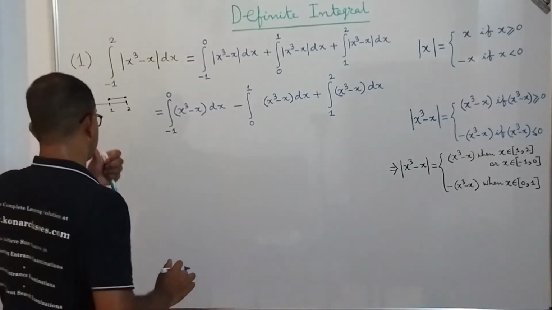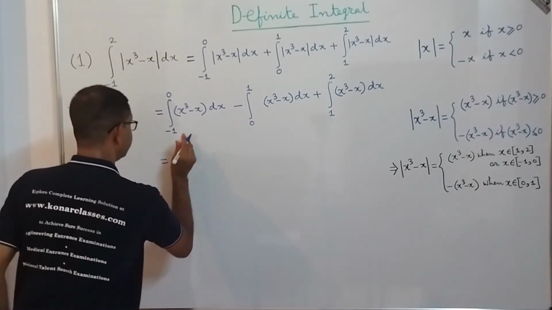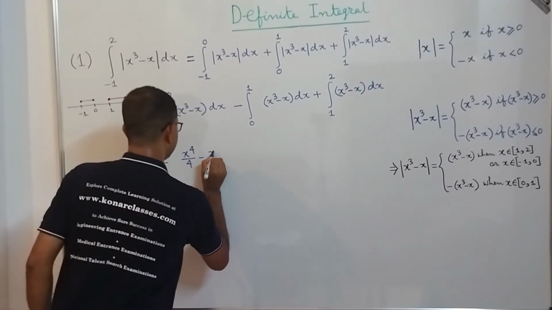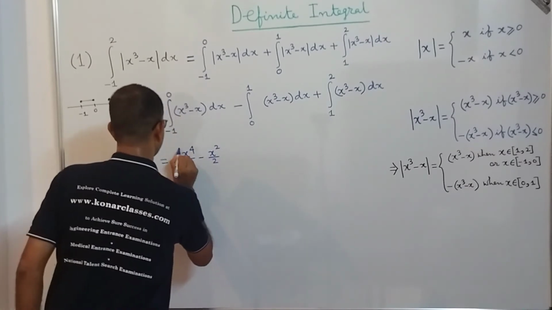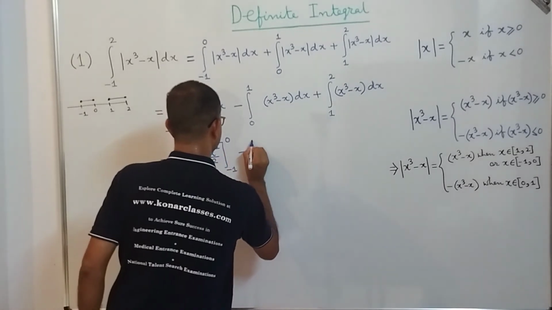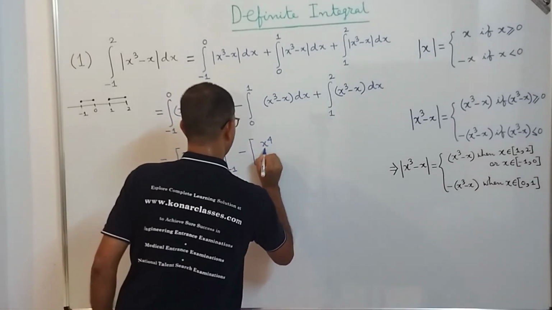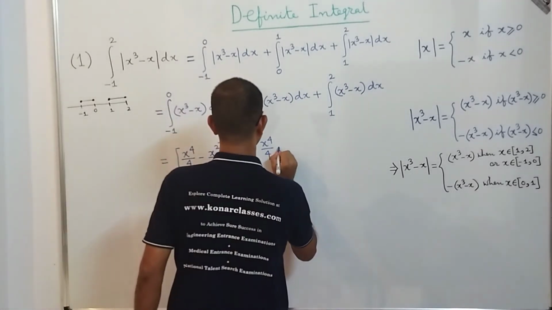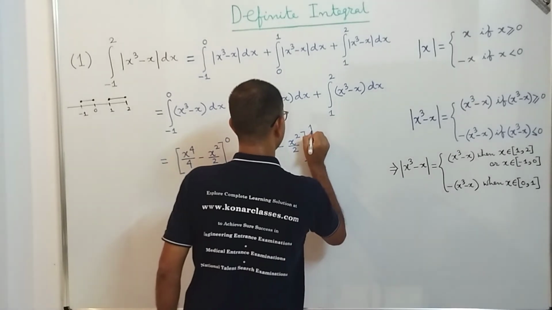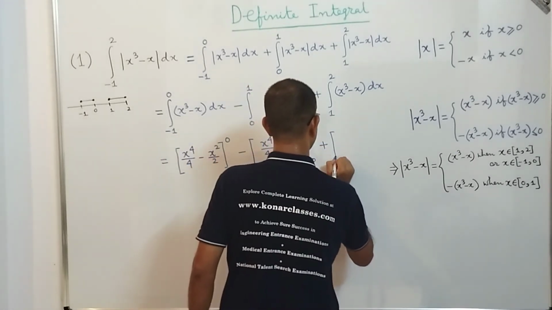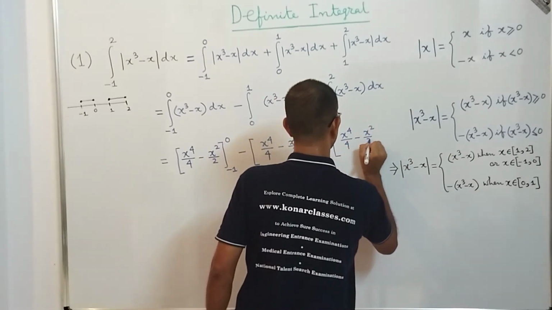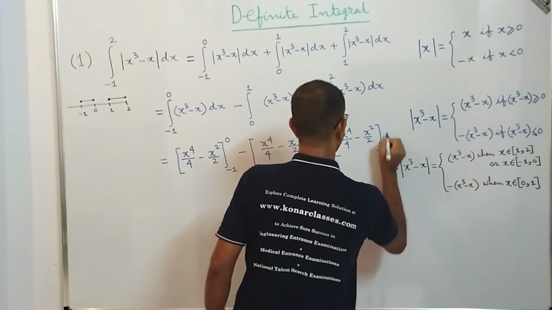And we can ignore this one. So now let's integrate, that is the antiderivative, so it is x to the power 4 by 4 minus x square by 2, from -1 to 0, minus x to the power 4 by 4 minus x square by 2 from 0 to 1, plus x to the power 4 by 4 minus x square by 2, from 1 to 2.